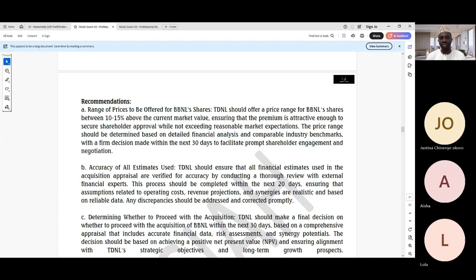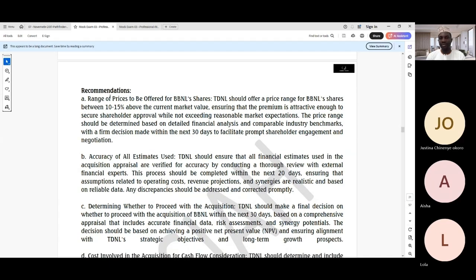So based on the conclusion, we're recommending that a range of prices should be offered to BBNL and based on specifics, we said it should be between 10% above the current market value, ensuring that it's attractive, and the price should be determined based on detailed financial analysis, and the firm should decide within 30 days. So you can see that our recommendations are specific, measurable, attainable, realistic, and time-bound.